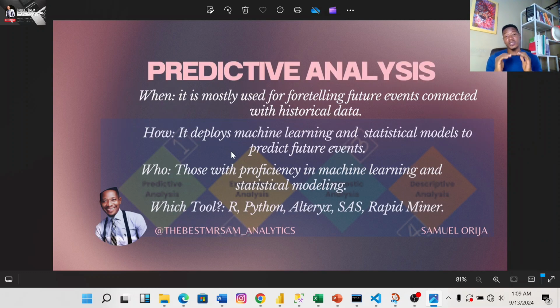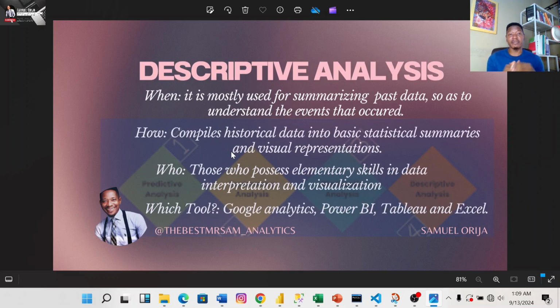When can you use it? It is mostly used when foretelling future events connected with historical data. Now, when you want to predict or when you are telling things that can happen in the nearest future, how do you deploy this? Using machine learning to predict future events. Now, who can actually do this? Those who have expertise or proficiency in machine learning and statistical modeling will do well in this type of analysis. Now, which tool do you need? You need something like R, Python, Alteryx, SAS, Rapid Miner.